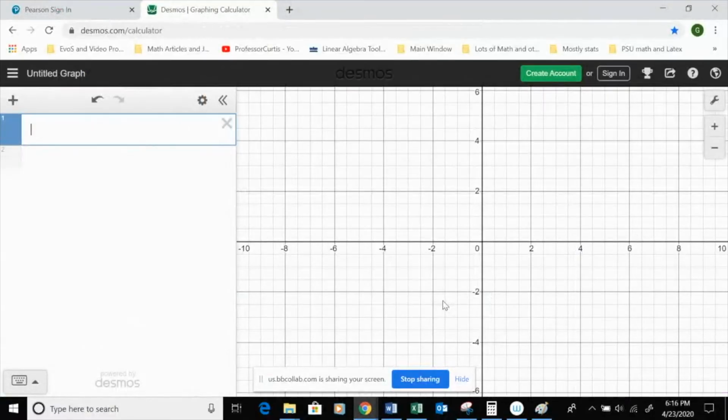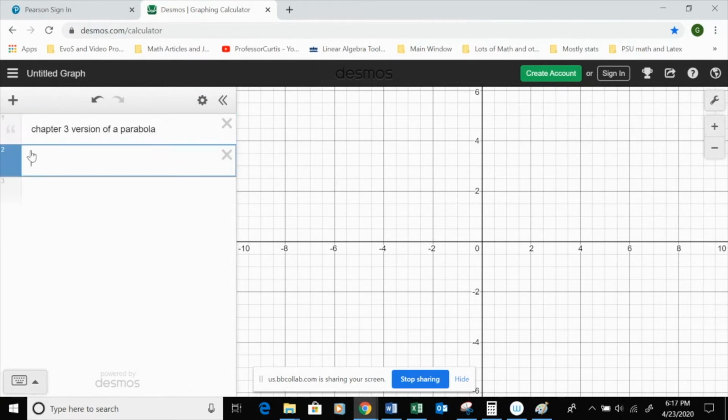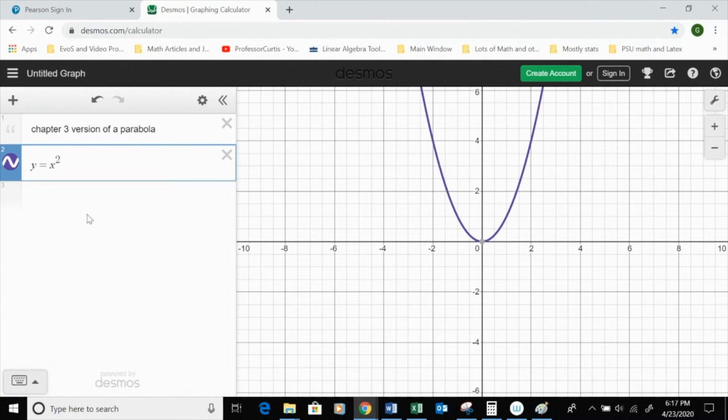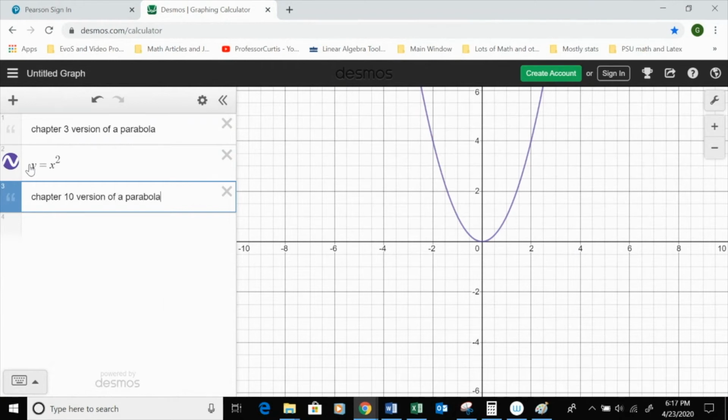There's Desmos. Let me show you the chapter 3 version. This is the chapter 3 version of a parabola. And what is the chapter 3 version? It's y equals x squared. And you look at it and you think, yep, that's chapter 3. I remember it. That's a parabola. That was the formula, and that's what it looks like. Perfectly good. Here comes the chapter 10 version of a parabola, and my claim is it's exactly the same.